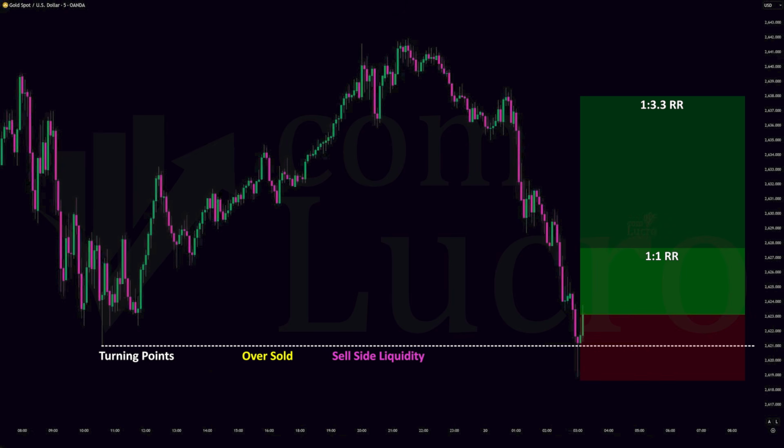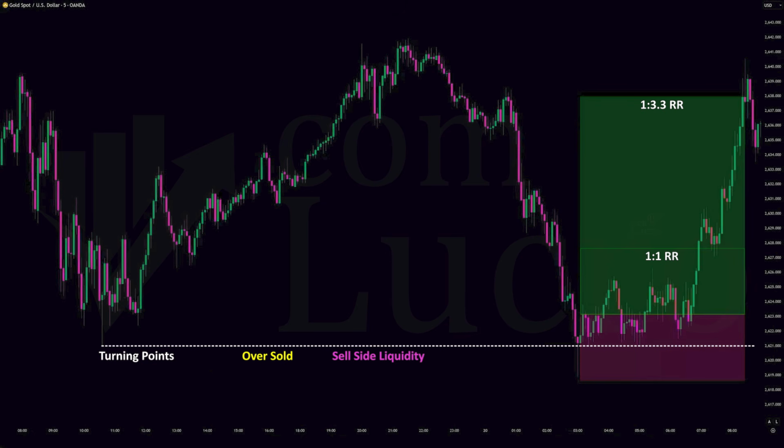For take-profit levels, use the next logical market objective. You can target the next important support or resistance level, or use Fibonacci retracement levels to add more precision to your exit plan. By following these steps, you can include turning points and their liquidity dynamics in your trading strategy in a more structured way.